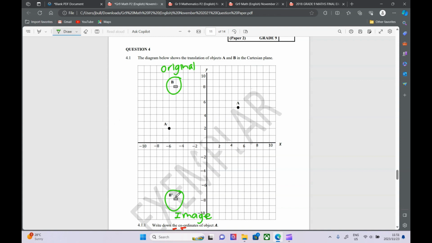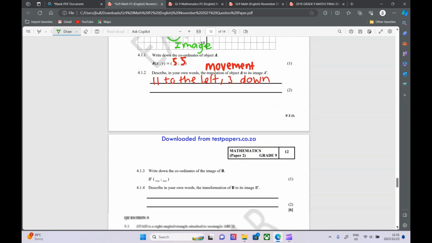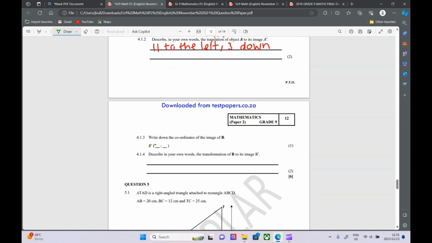So this one, if I look at my X and my Y, let's see, it is 1, 2, 3, 4, 5. So it's minus 5 for x. And then the height, or the Y, 1, 2, 3, 4, 5, 6, 7, 8. Okay, so minus 8 is your Y. So that is our coordinates for the image of B. Okay, so minus 5 and minus 8.